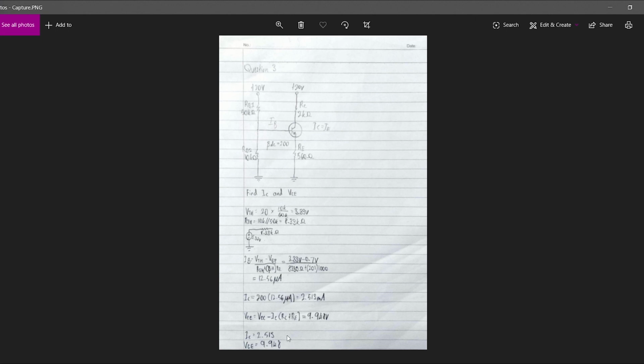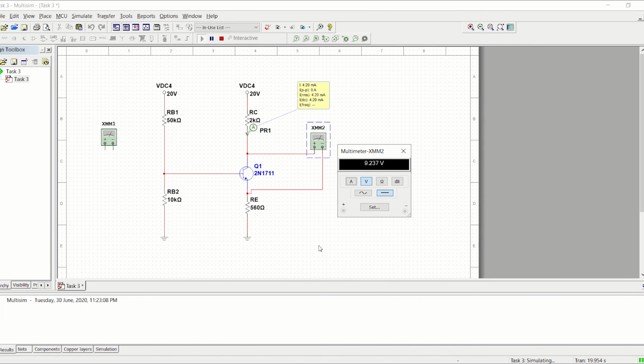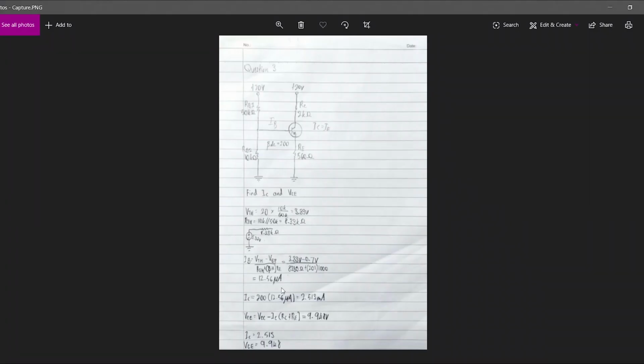Now we are going to compare with the Multisim result. Let's have a look at the VCE. VCE in this calculation shows 9.948, while in the Multisim it shows 9.237 volt. Next, we compare the IC. Here it shows 4.2 milliampere, and here as you can see it shows 2.513 milliampere.